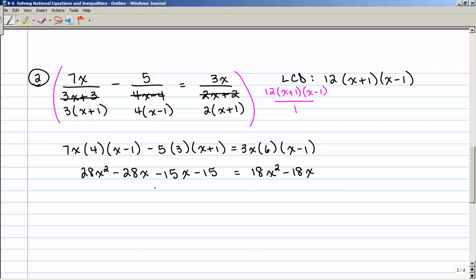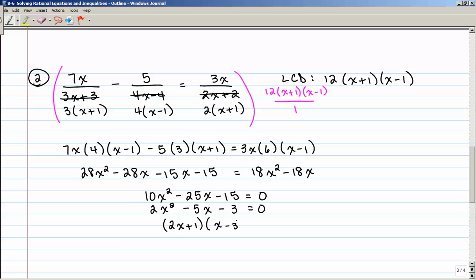So moving everything to this side, I will end up with 10x squared minus 25x minus 15 equals 0. That is factorable. Oh, and actually, I think what I'll do is I'll divide everything by 5 to give me a 2x squared minus 5x minus 3 equals 0. That is factorable. That factors into 2x plus 1 and an x minus 3. So x is equal to a negative 1/2, or x equals 3.